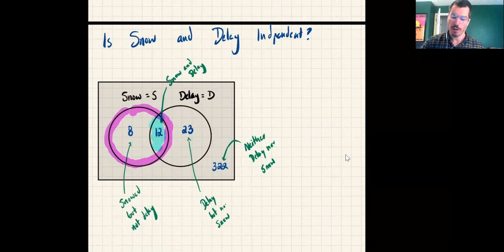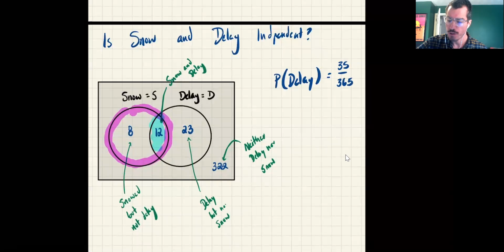So the first question that we are going to ask ourselves is, what's the probability of delay? Like, what's the probability that we hit a delay on any given day? And what we can see there is that's 35 out of 365, or about, I'm just going to check my calculator for this. We'll say that's about 9.6%. 9.6% of the time, your bus is going to be delayed. It's an unfortunate fact of using public transit.